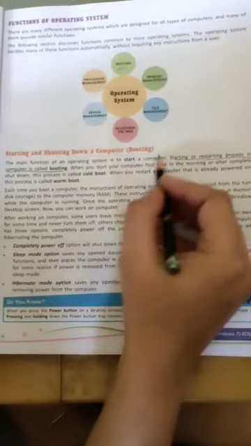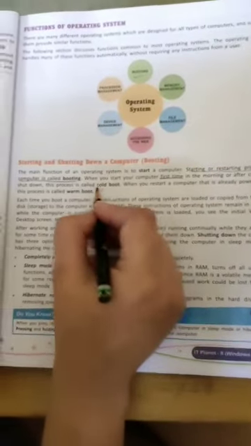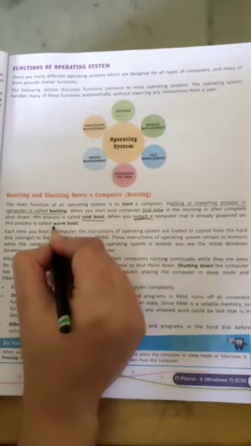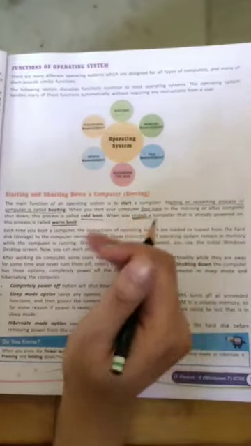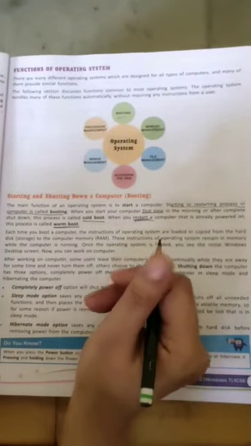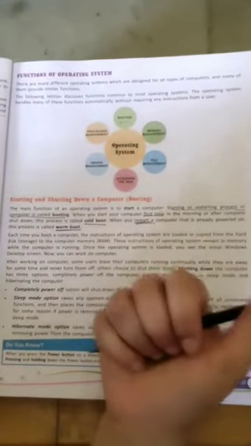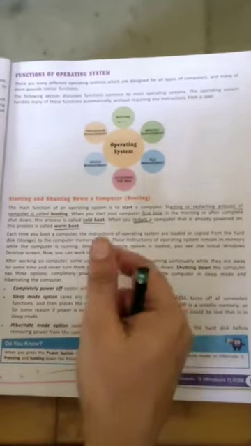When you start your computer first time, that is called cold boot. In the morning when you switch on your computer very first time, after shutting down, that is called cold boot. But when you restart your computer, that is called warm boot. So this is the difference between cold boot and warm boot. Cold boot is when you start your computer after shutting down the computer, and warm boot is when you restart the computer.